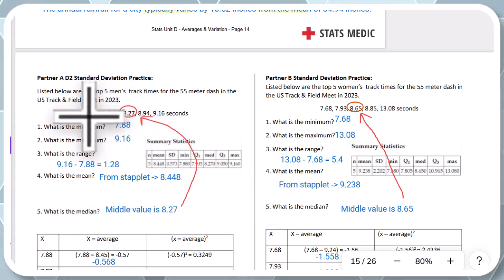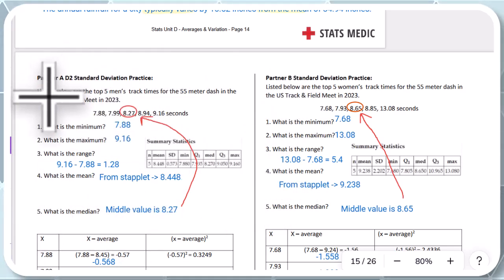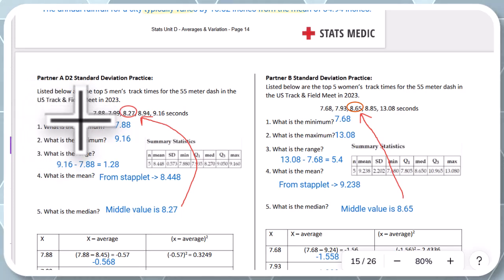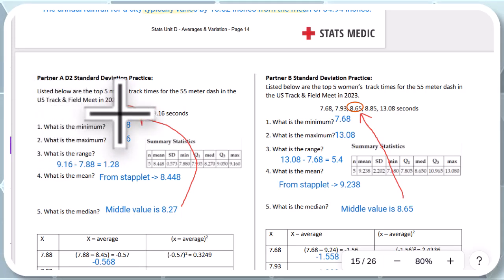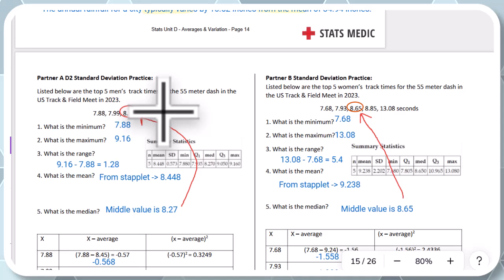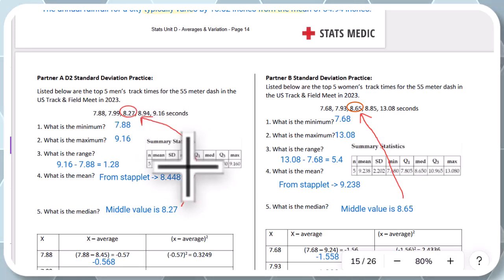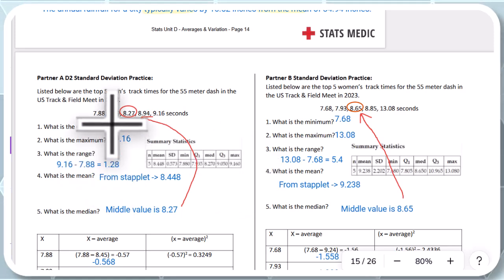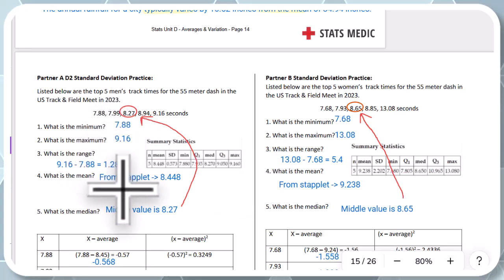What we do is, first of all, just enter the data. So we have listed below the top 5 men's track times for the 55-meter dash at the U.S. track and field meet in 2023. By the way, those are real times. I went ahead and put the data in the Staplet, and it'll actually tell you the minimum and the maximum. It won't tell you the range.